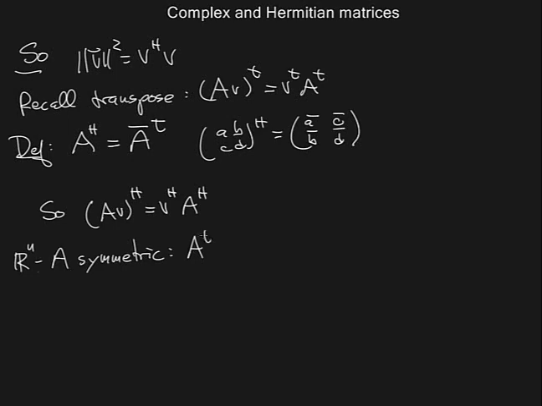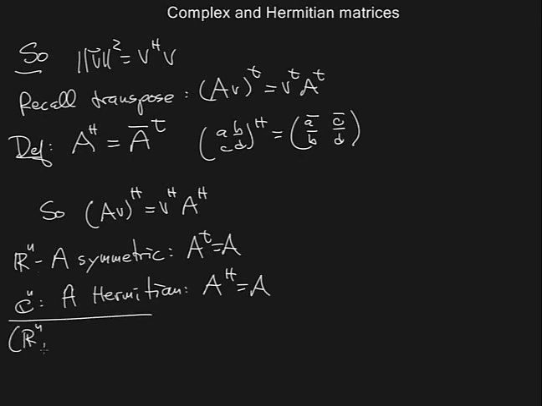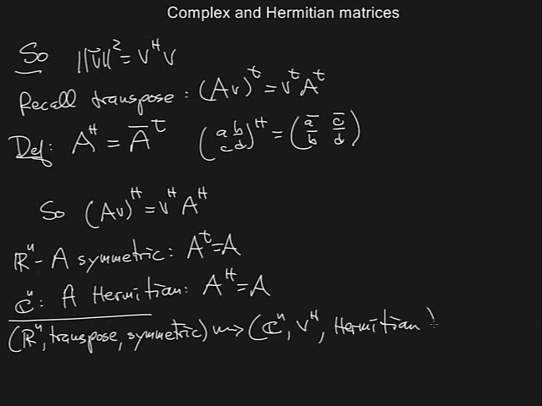All right, now going back to Rn again, we say a matrix is symmetric if A transpose is equal to A. And the corresponding thing for Cn is you say a matrix is Hermitian if A^H is equal to A. So we have the following analogies. For Rn, we have the transpose and the notion of symmetric. And the corresponding concepts in Cn are the conjugate transpose upper H and the notion of being Hermitian.